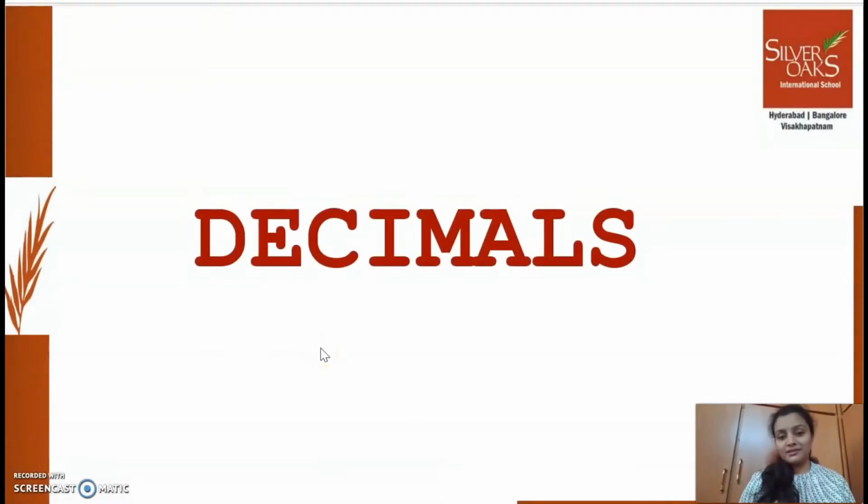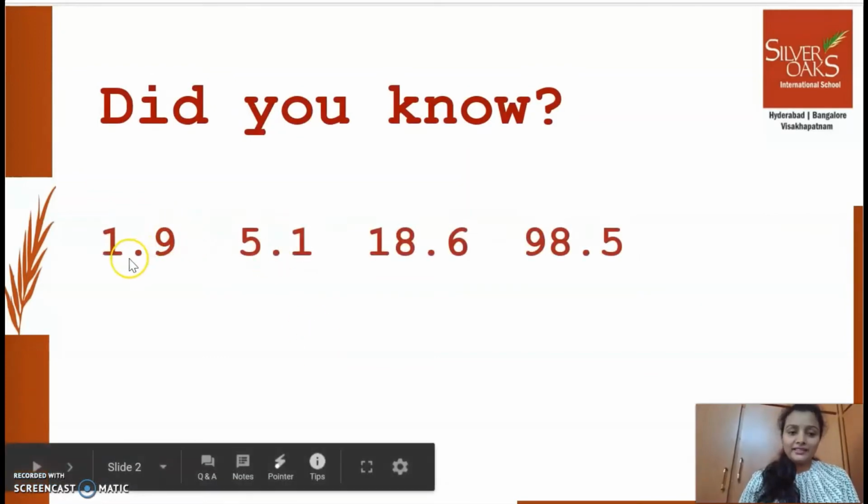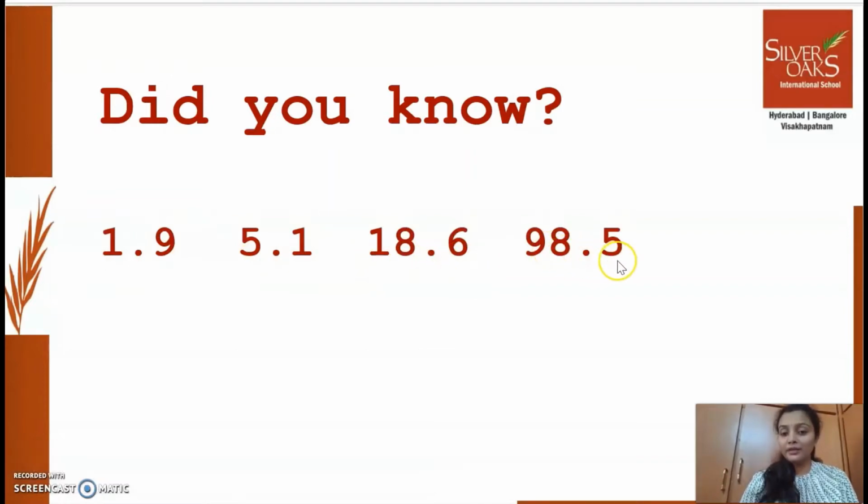What are decimals? Did you know that numbers can also be written like this? 1.9, 5.1, 18.6, 98.7. Well, numbers can be written like this when there is a little more than one number but less than the next number. Now, if you take 1.9 here, this is more than 1 and less than 2, the next number. So, 1.9 means that it is more than 1 but less than 2.